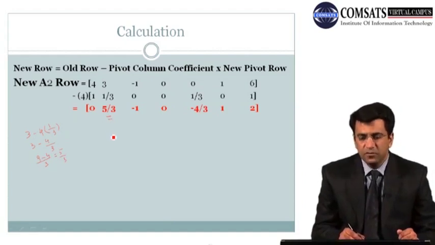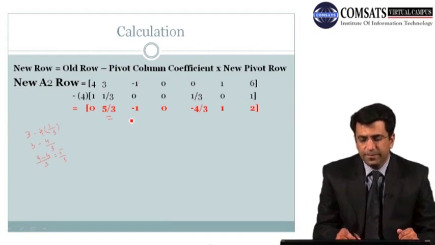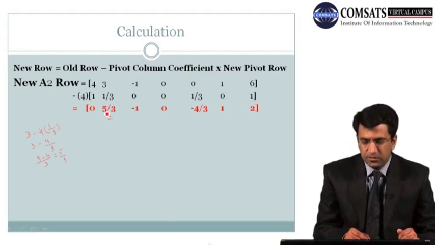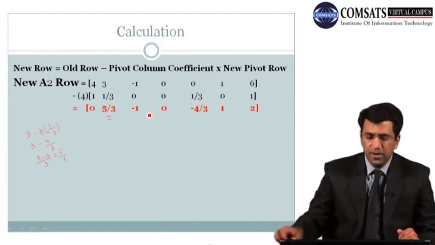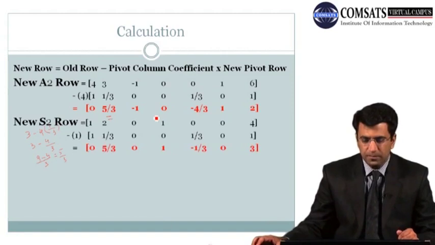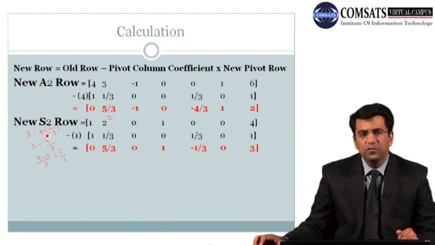So in a similar fashion, you'll have to calculate each and every value, and the new A2 row in this way will become 0, 5 by 3, minus 1, 0, minus 4 by 3, 1 and 2. Similarly, we'll have to calculate the other values, that is the new S2 row. Again, the formula for the new S2 row will be equal to old S2 row minus the corresponding pivot column coefficient multiplied by new pivot row, and again one by one we'll have to compute these values in order to reformulate our new S2 row.